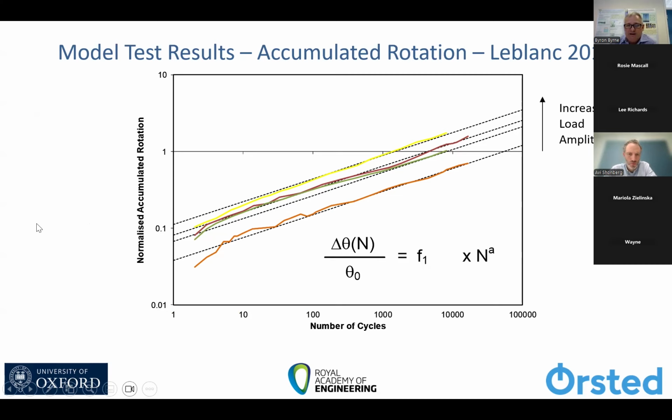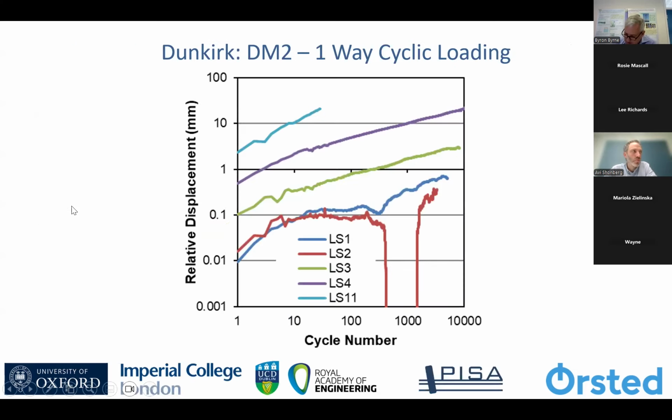And lots of data have now been generated through various experimental campaigns to demonstrate this. Actually, the Dunkirk PISA tests also show this. Here are the data for one of the test results, also showing straight lines on a log-log plot, and the power exponent is very similar to that shown in the laboratory. So we have good confidence that this type of approach could scale across from lab to field to full scale.